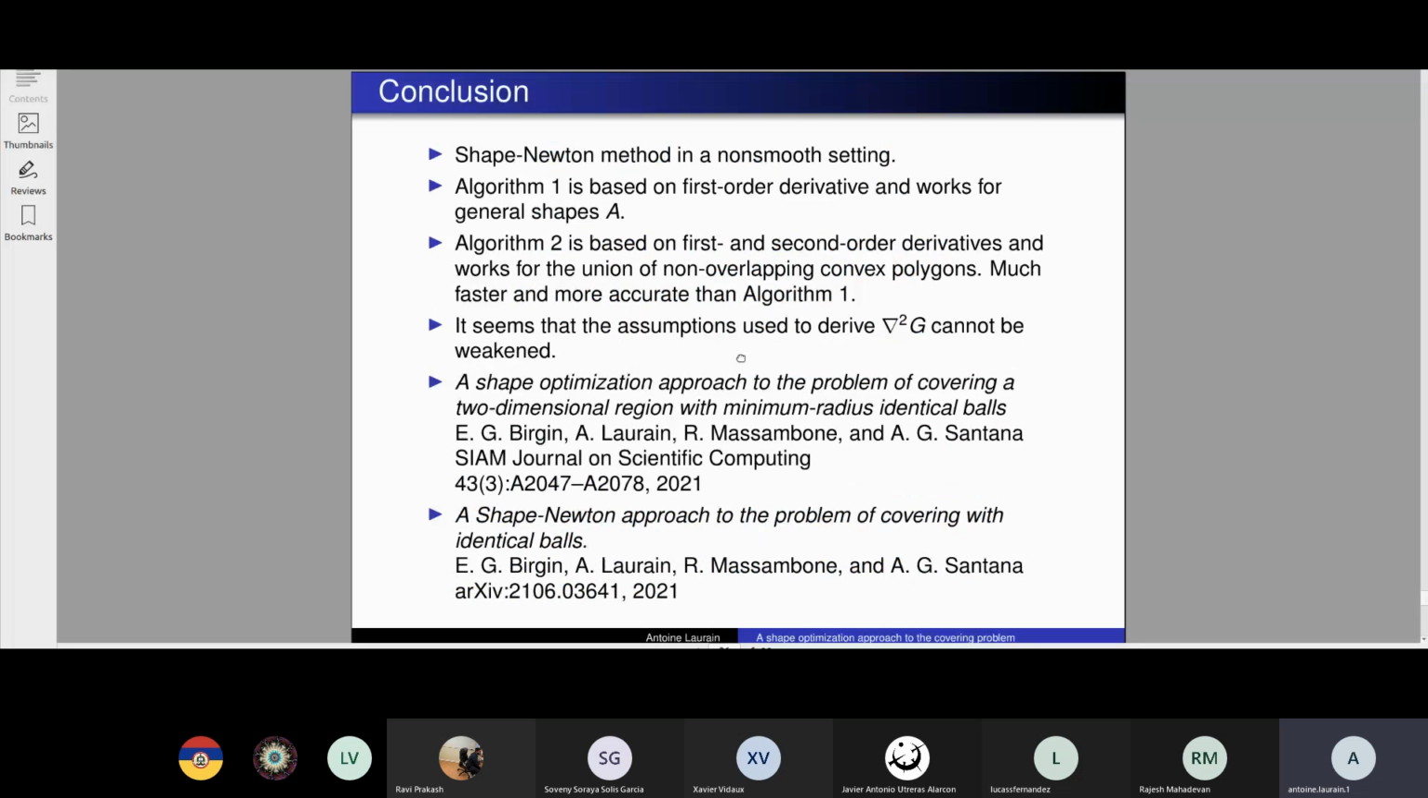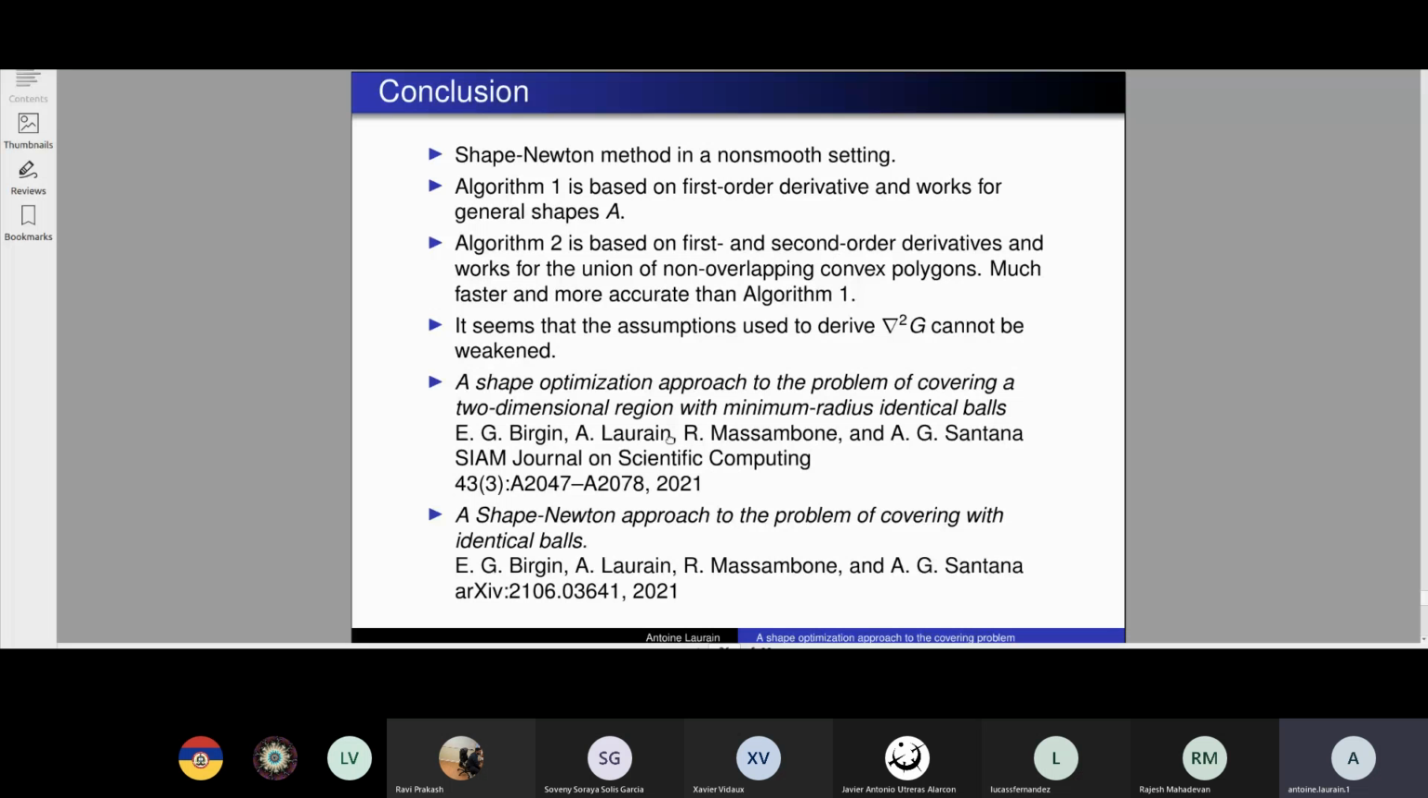Okay, so I think I will just finish with the conclusion here. I think it was a bit long in the end with these images. So the conclusion of these works is that basically there are two works.